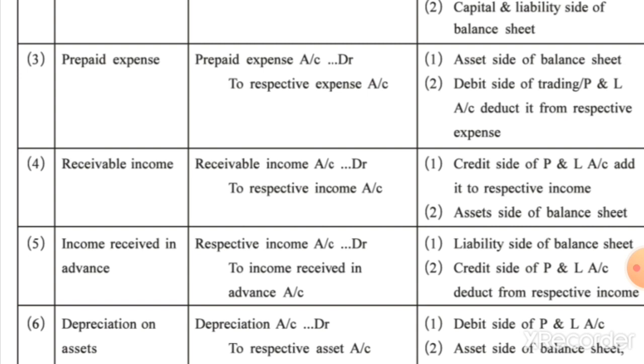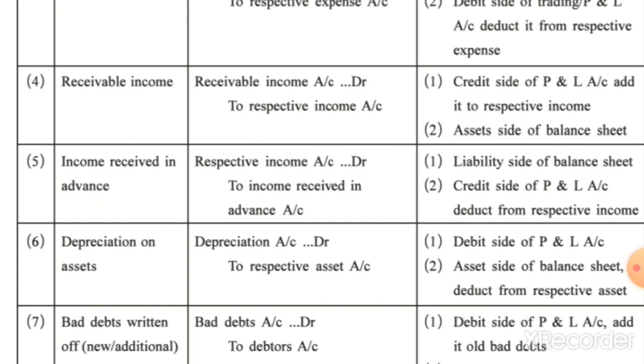Now, income received in advance: the first effect would be on the liability side of the balance sheet, and you have to deduct it from the income on the credit side of P&L account, because that income is not of the current year. That's why it is to be deducted from the respective income of the current year on the credit side of P&L account. Next one, that is depreciation on assets.